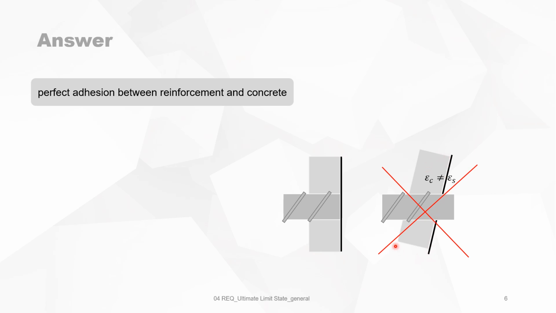When after loading the strain in the concrete is different from the strain in the steel, you have a situation like this. So this is not the case. We don't want that. The assumption is that the strain in concrete and steel is the same, so it will look more like this.